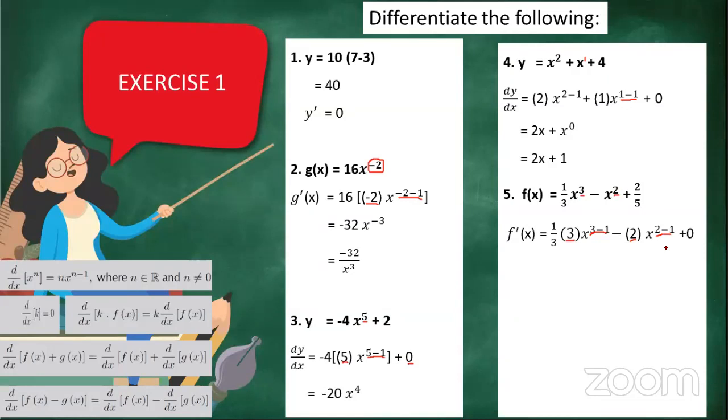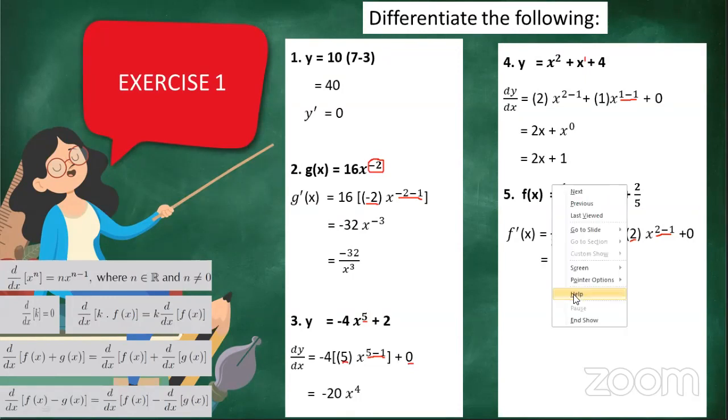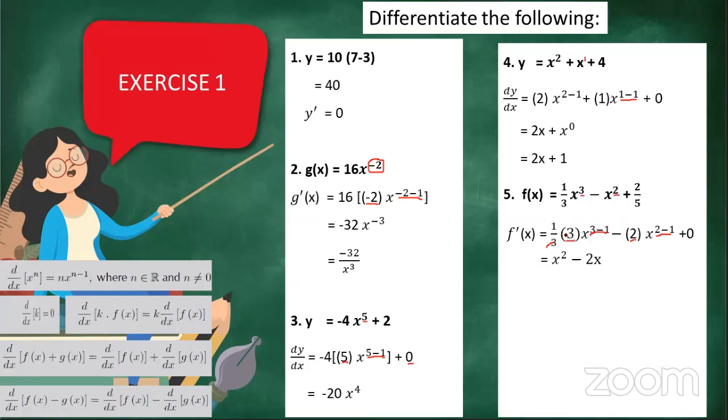And then the derivative of a constant is 0. And then this is simply 3 divided by 1. So this 3 will cancel that 3, and you remain with x squared minus 2. This is raised to the power of 1. So x exponent 1.